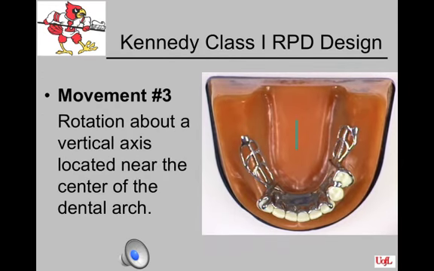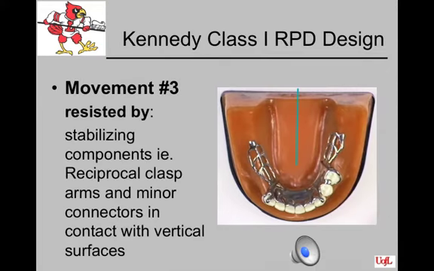The third movement is rotation about a vertical axis located near the center of the dental arch. The rotation is a full circular type of movement, as shown first. This movement number 3 is resisted by the stabilizing components, that is, the reciprocal clasp arms and the minor connectors that are in contact with the vertical surfaces on the lingual sides of the teeth.